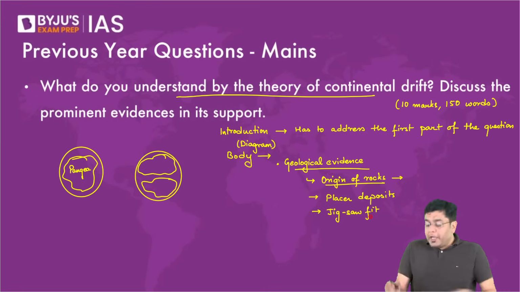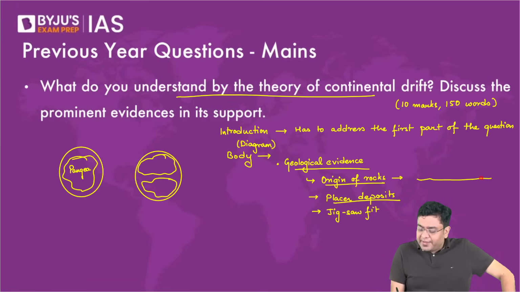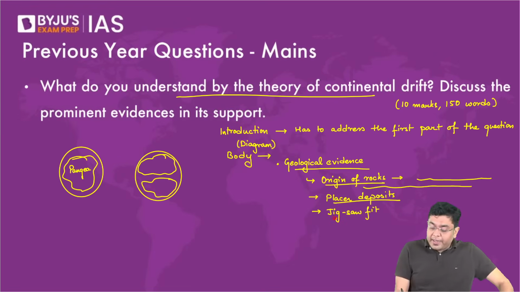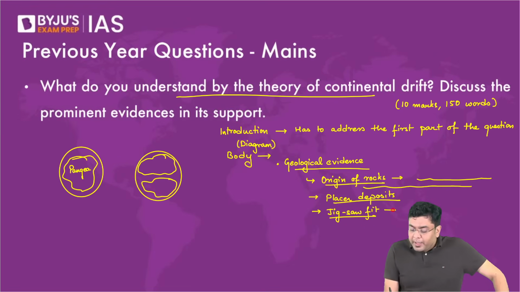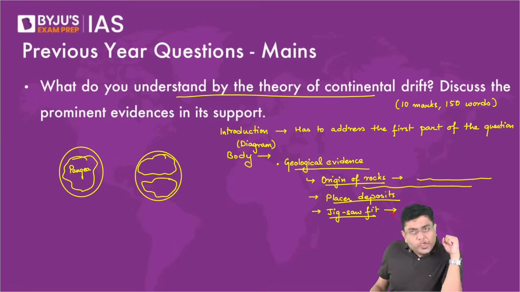Now, in all these, you have to write this and then write a couple of sentences about it. It should not be like a table of contents. For each one of them, you have to write a couple of sentences elaborating what you are trying to mean by that. For example, when you are writing about the jigsaw fit, you have to talk about how the various edges of the continents have a resembling shape. And there you can indicate a rough diagram of South America. So here also a diagram is required.